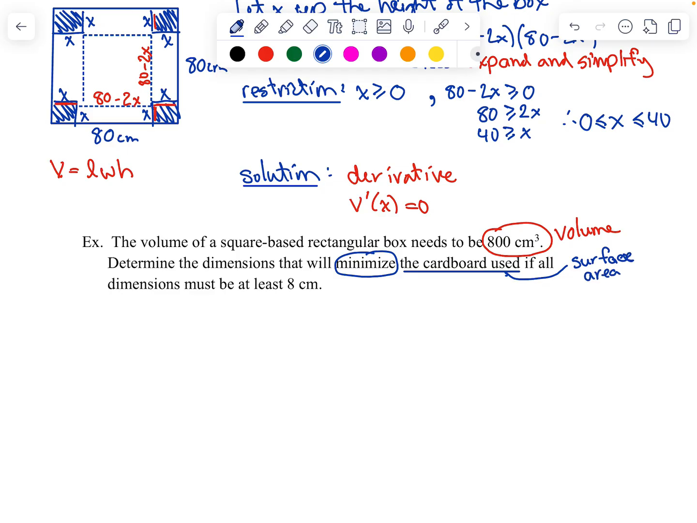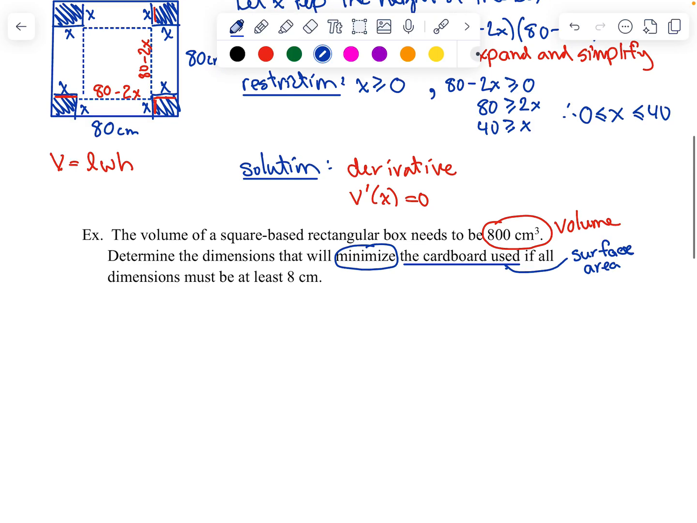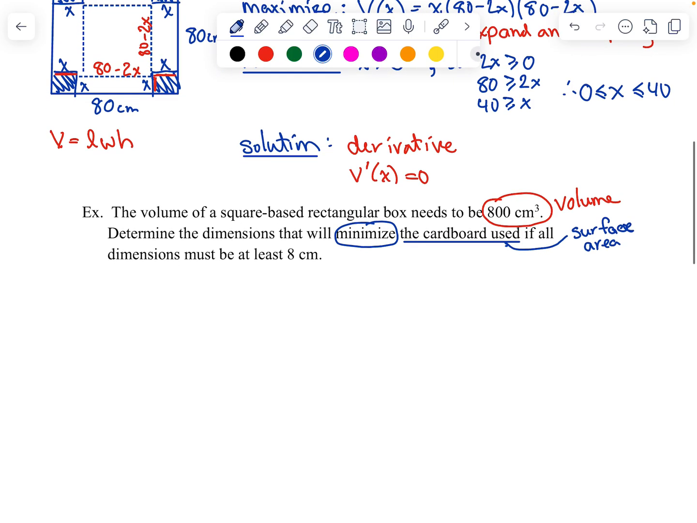Okay, the amount of cardboard would be the surface area of that box. And we want to figure out what dimensions will actually do that. Okay, so we've got a fixed volume. What's the minimum amount of surface area we can use to get that box created?